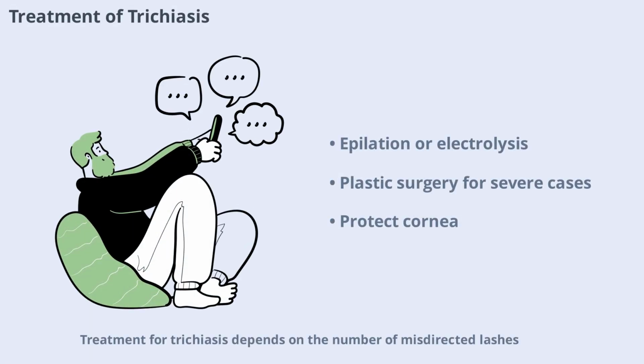Treatment for trichiasis depends on the number of misdirected lashes. If only a few are involved, epilation or electrolysis can be performed, but the procedure may need to be repeated. For extensive involvement, plastic surgery may be necessary, similar to procedures used for entropion. The goal is to prevent further irritation and protect the cornea from damage.